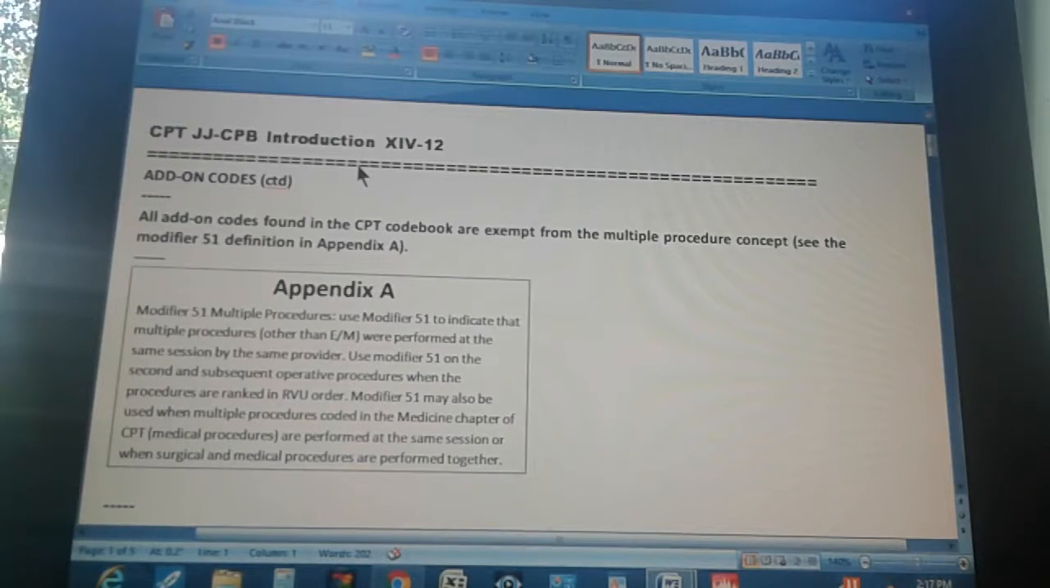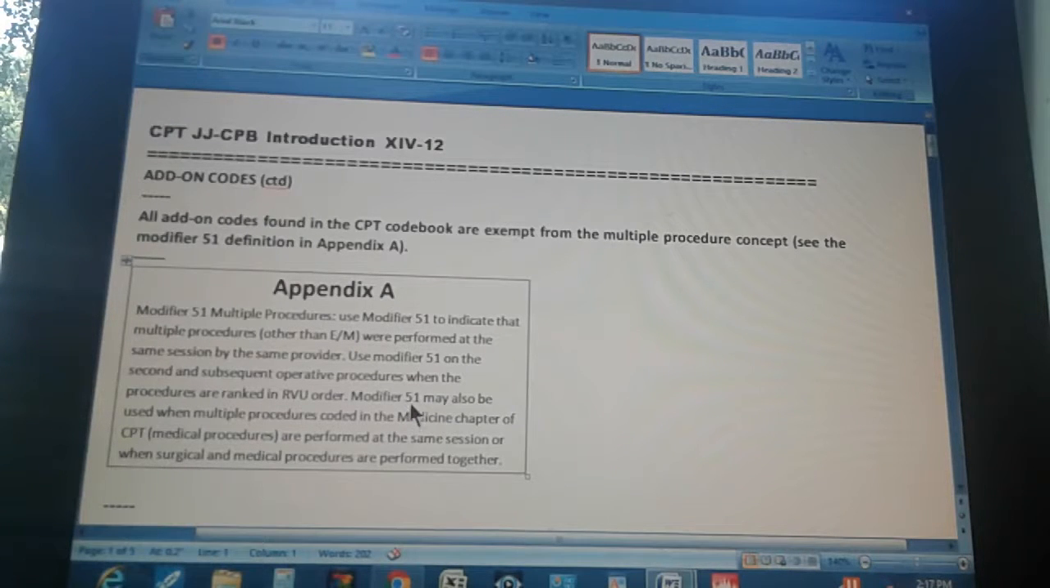CPT JJ-CPB Introduction, page 14, part 12. Add-on codes continued. All add-on codes found in the CPT codebook are exempt from the multiple procedure concept. See the modifier 51 definition in Appendix A. All right. When there's a multiple procedure, which means several procedures done at once, you have to add the modifier 51.